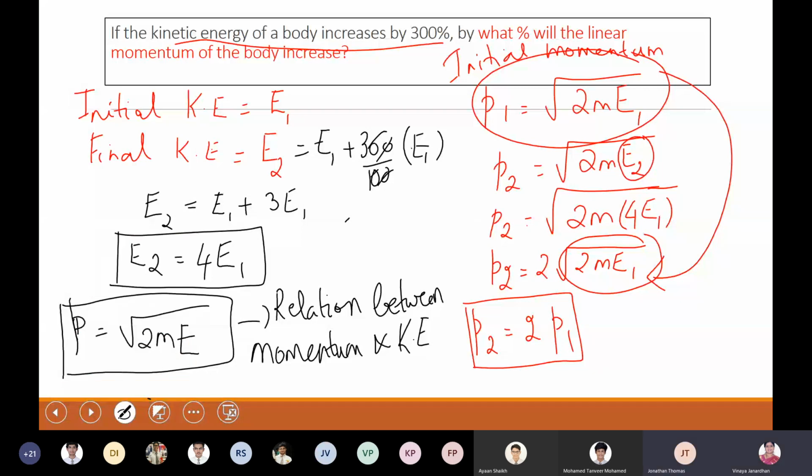So P2 is root. Ma'am, after this we need to find the percentage increase. No, change in kinetic energy by original kinetic energy into 100%. First, copy down this, then we'll go for the next step. How do you take the 2 out? I'm not taking 2, I'm taking 4 outside. Okay, 4 outside.